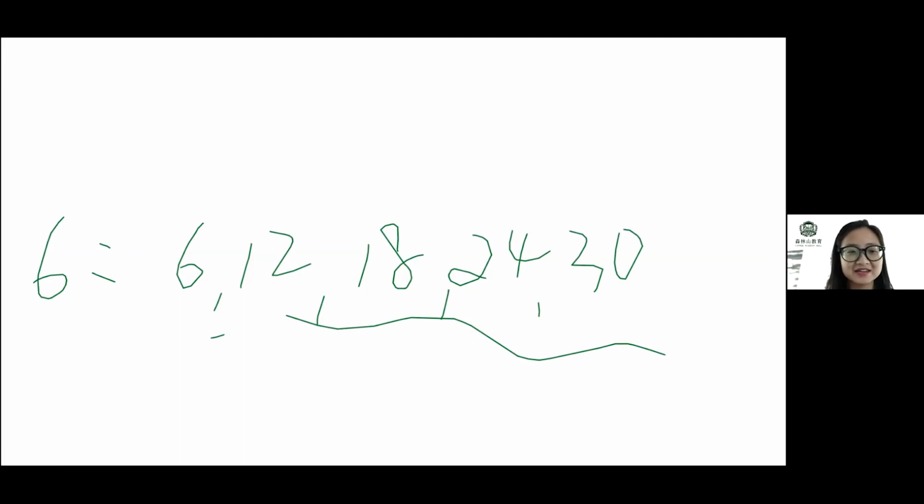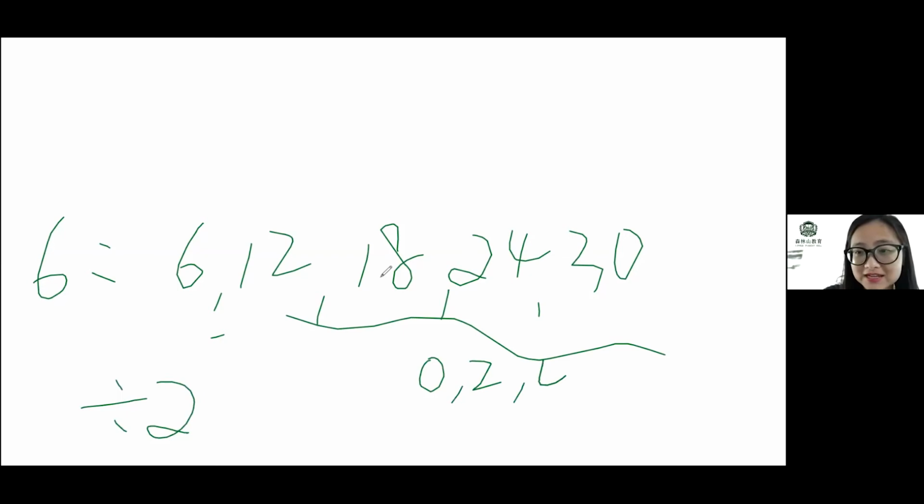Mia, I think it ends with 0, 2, 4, 6, 8. Is that right? Those are all the numbers that can only be divided by 2. If the number is even, meaning it ends with 0, 2, 4, 6, 8, then it can be divided by 2.